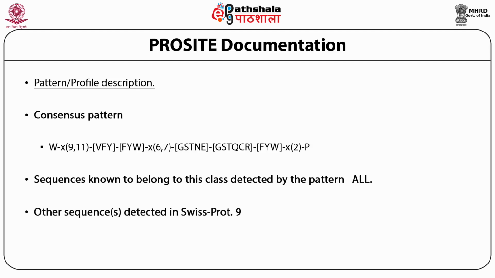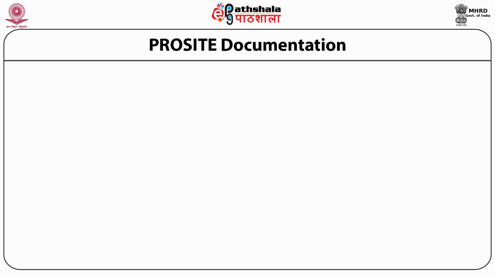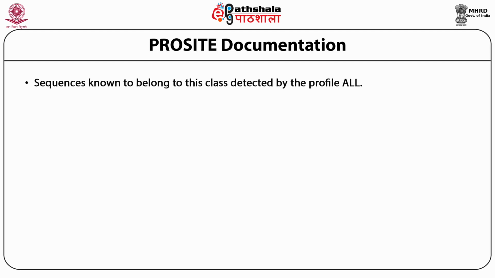So only 9 sequences at that point of time were located in SwissProt which matched the pattern, but for other reasons could be considered as not belonging to WW domains. So therefore, this is a profile which is highly sensitive. It detects all cases of WW domains.